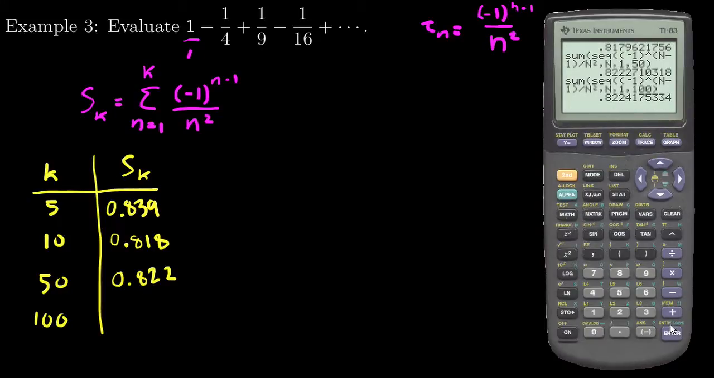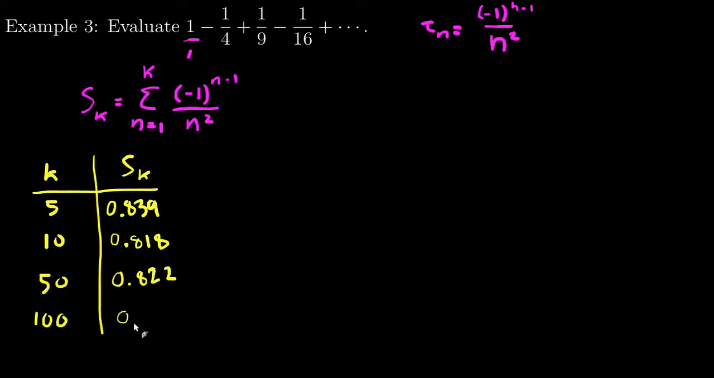When I put this in, I see I'm still at 0.822. I did not change. I am reasonably confident that that is accurate to 3 decimal places. If I wanted to, I'm not going to right now, I could go up to, let's say, 200 and see that, okay, it has settled down, this is my sum. It converges to this value.